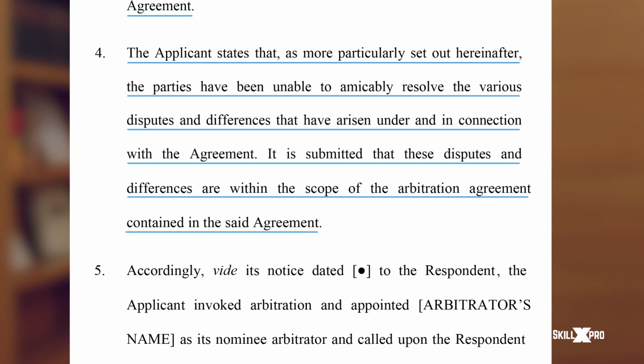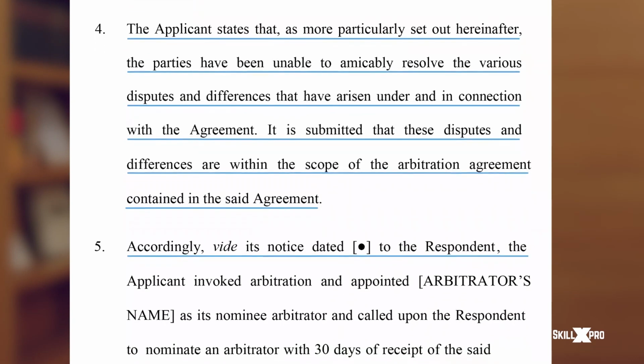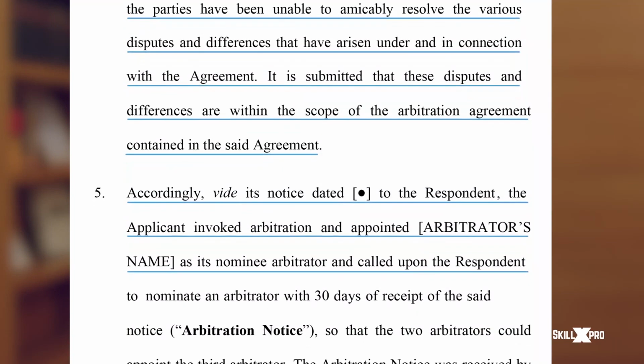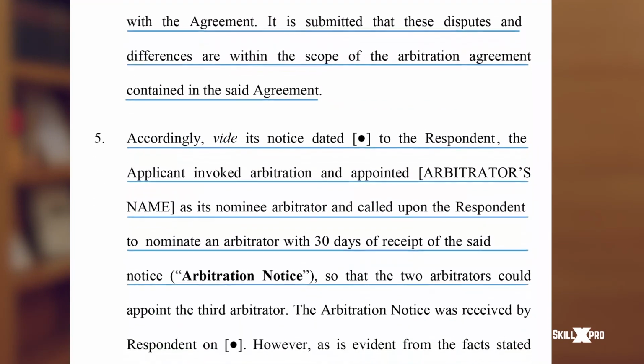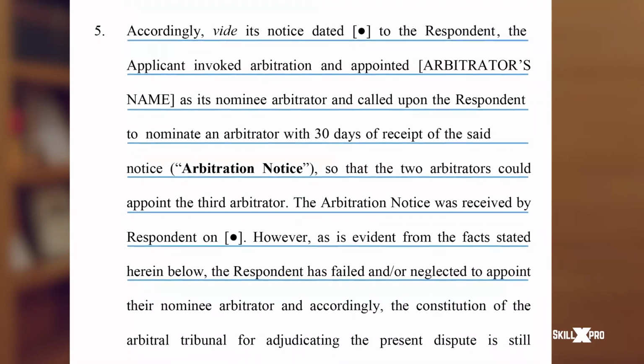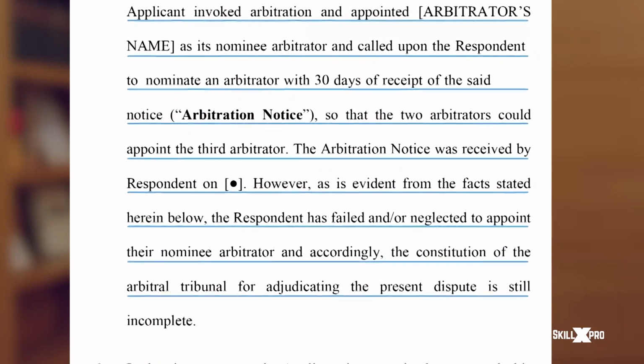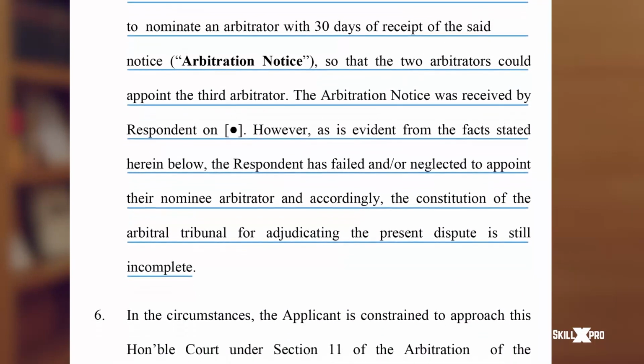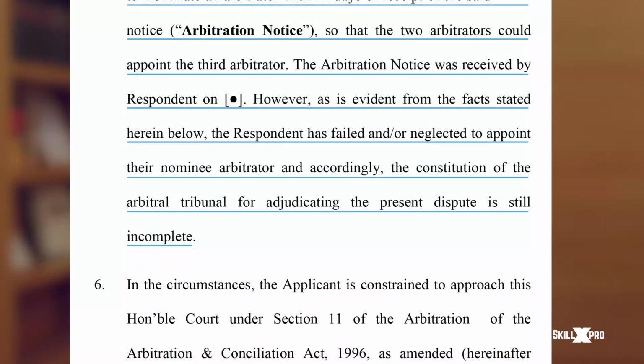So it relates to that portion of the agreement which says that these disputes and differences will be relegated to arbitration. Then we have to give details of the notice that the claimant has given, by which it has appointed its nominee arbitrator, and then also make an averment that the respondents have failed or neglected to appoint their nominee arbitrator. And that is why this particular application has been filed, which is mentioned in point 6.